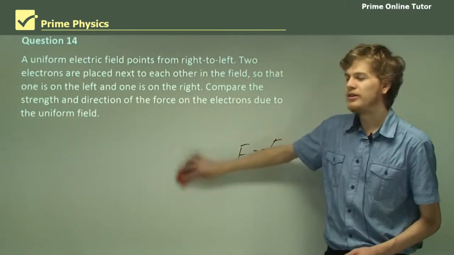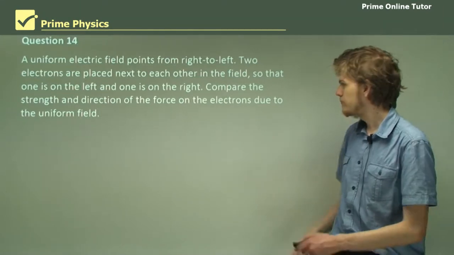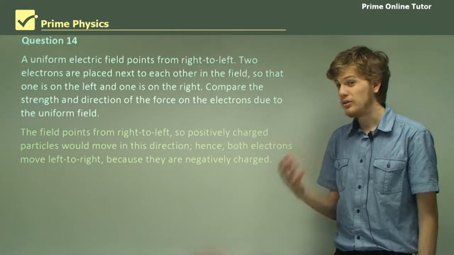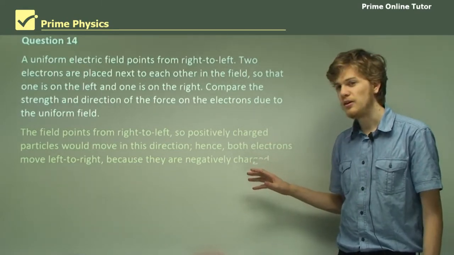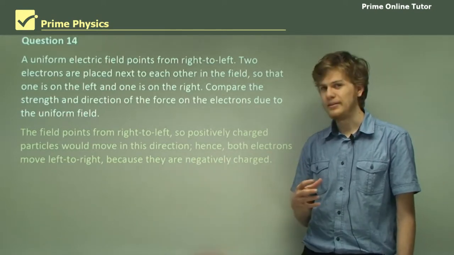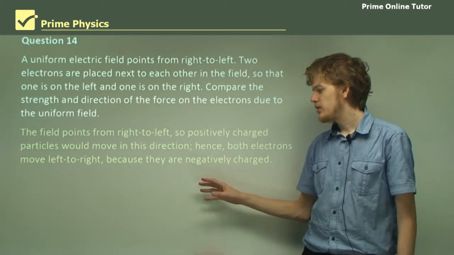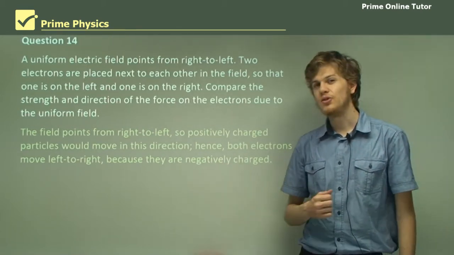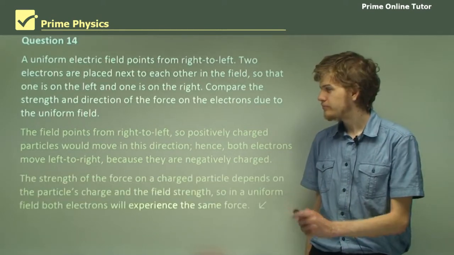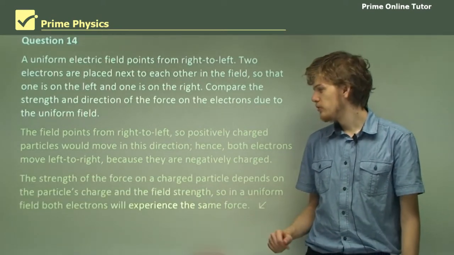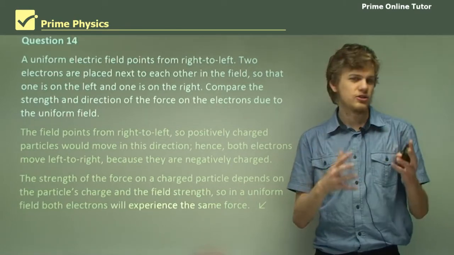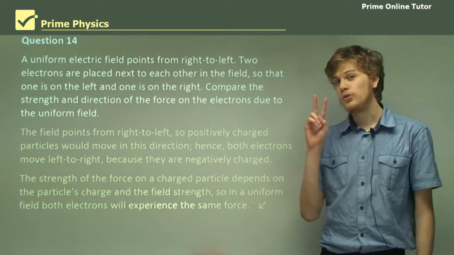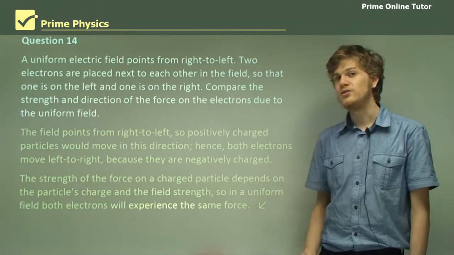So now all we need to do is write down this answer. The field points from right to left, so positively charged particles would move right to left. That means that the negatively charged particles have to move left to right. Negatively charged particles move in the opposite direction to positively charged particles, which means they move against the direction of the electric field. The strength of the force on a charged particle is the product of its charge and the electric field strength. And in a uniform field, and two particles with the same charge, the force will be exactly the same.